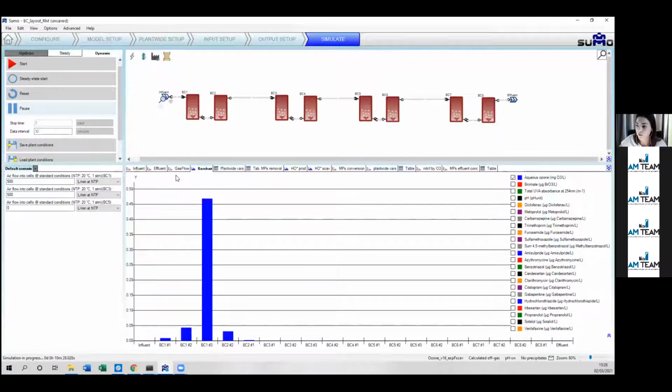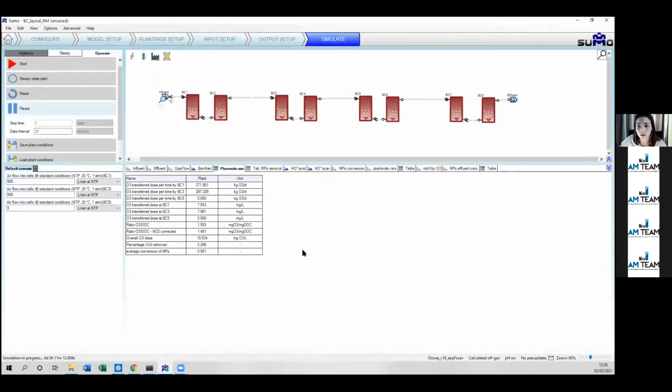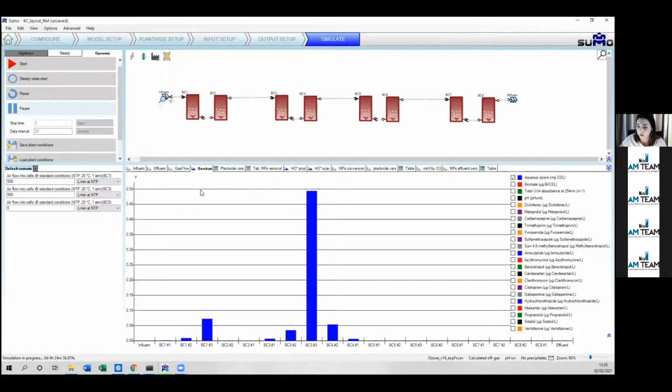In the meantime, we can also see that we can check a lot of plant-wide variables, so we can monitor dynamically and in time the ozone transfer in each single bubble column, the ozone ratio with respect to the DOC, the overall dose, and so on. And now we can go back to the bar chart. The results are uploaded.